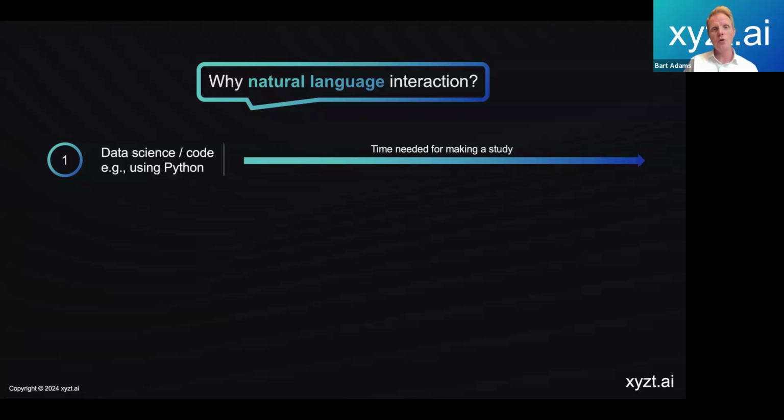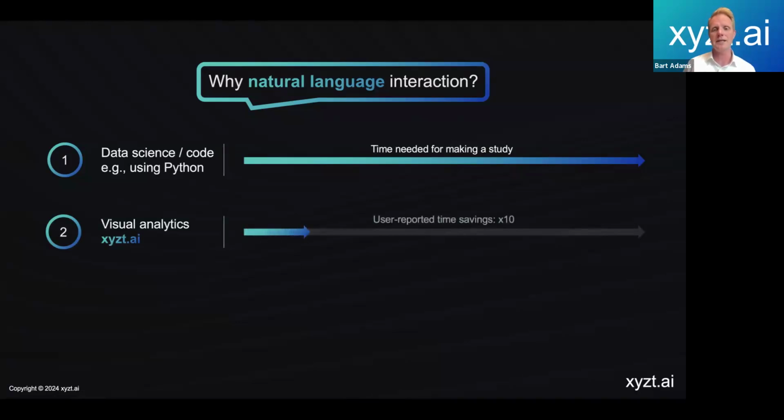Now, we as humans are very visual. Instead of working with code and looking at code, if you look at pictures like density maps and graphs, we can much better understand what is going on. Allowing analytics with visualization is called visual analytics, and that's why we founded xyzt.ai. It's a visual platform to do analysis. We have many users that come from the data science world and were using Python or are still using Python, but in addition they are using our platform, and they report time savings to make a study of a factor up to 10.